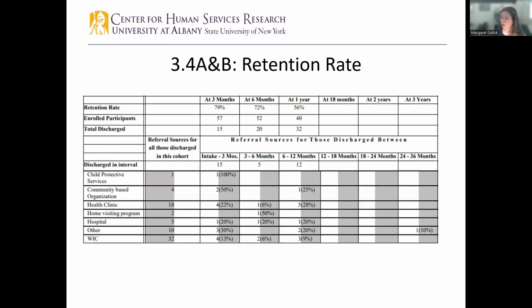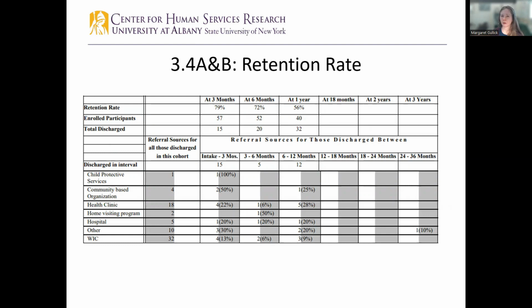And then we have referral sources. Again, I'll note that our one referral, in this case from CPS, dropped out basically immediately within those first 3 months. So they were engaged, they enrolled, they had some home visits, or they had at least one home visit, and then they dropped out within the first 3 months.